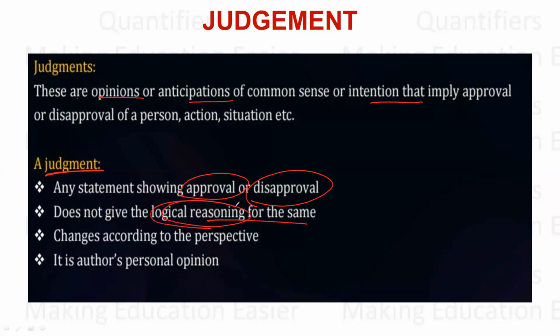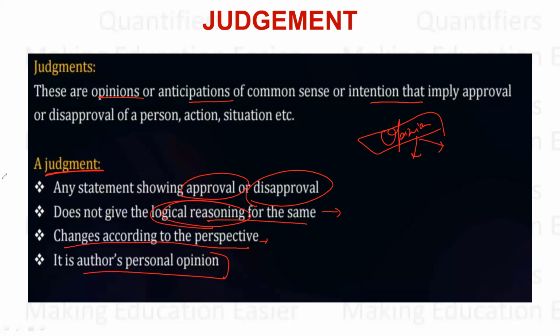Whenever there is reasoning involved in it, it becomes an inference. So when I've said this is good, but I haven't given why this is good, then this becomes my judgment. It changes according to the perspective. Someone says, let's say, demonetization was a fantabulous move. You may go against this particular statement. It is the author's personal opinion. So very simple: wherever there is an opinion without any reason, a kind of approval or disapproval, those kinds of statements become your judgment.